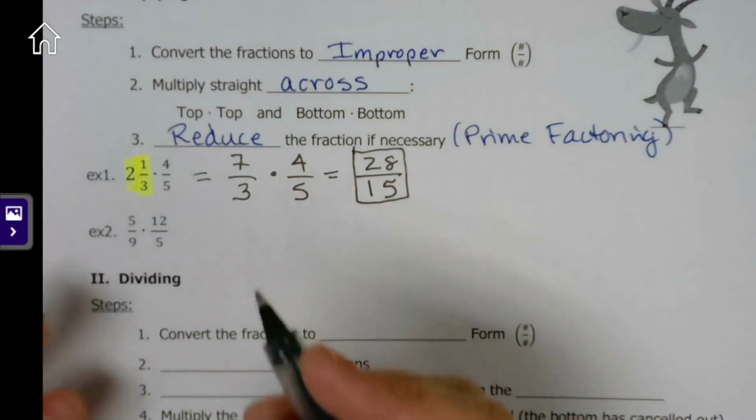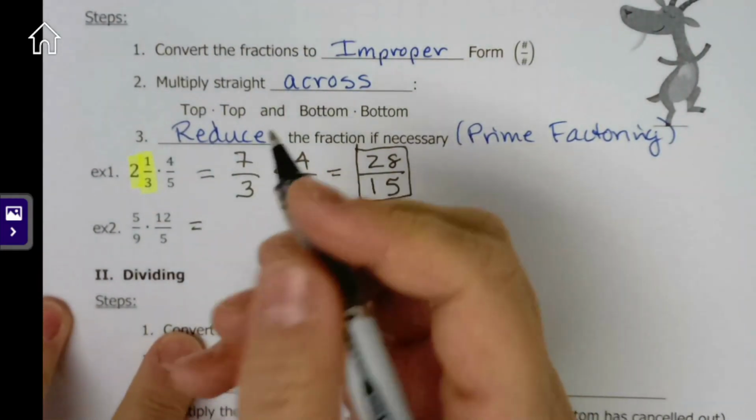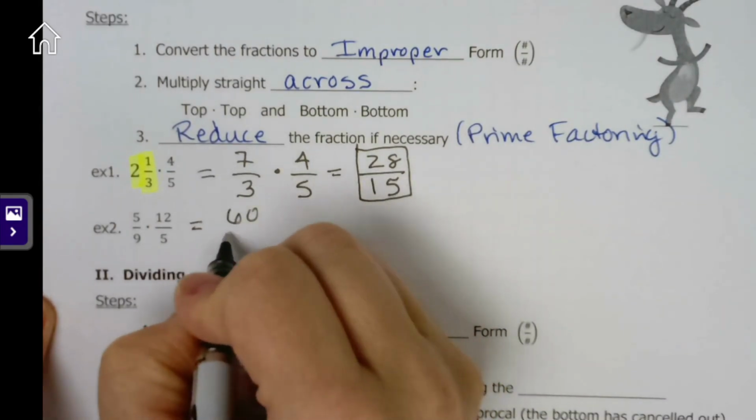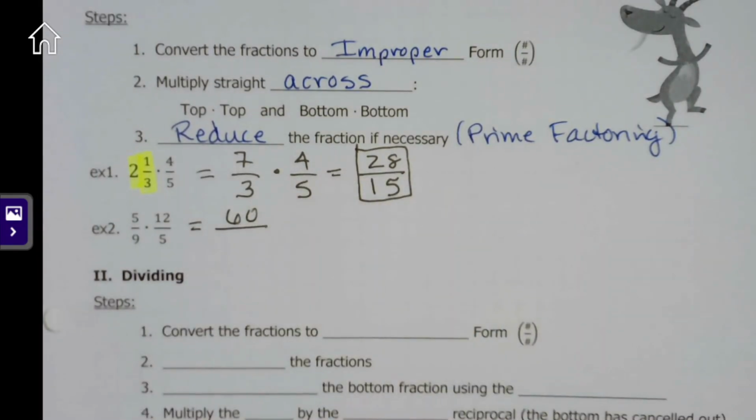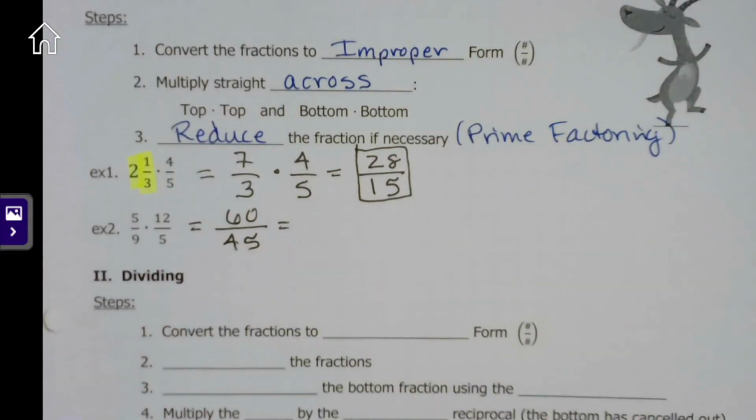Let's go on example 2, tops times tops. 5 times 12 is 60. On the bottom, 9 times 5 is 45. Now we see if it can be reduced. Well, 60 is obviously divisible by 5 because it's got the 0 on it. So we can at least take a 5 out. So we're going to prime factor and reduce.